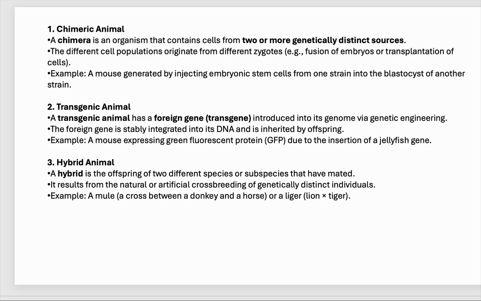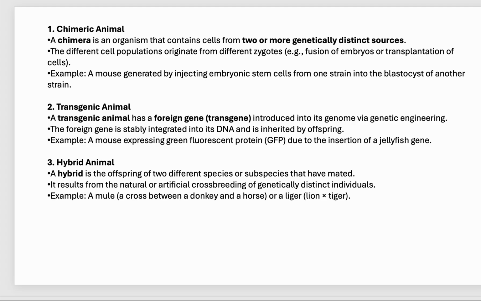They have a foreign gene introduced to a genome via genetic engineering. So that foreign gene is in fact quite stable and has integrated and become a part of their DNA, and can be inherited by the offspring. That's how they do it. So, a mouse expressing green fluorescent protein, GFP, due to insertion of a jellyfish gene.